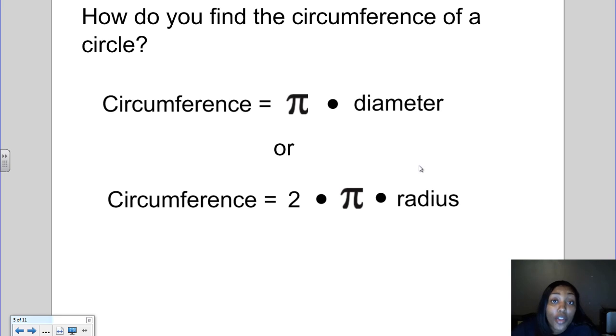So how do you find the circumference of a circle? Well, to find circumference, you have to follow one of these two formulas. The first formula for circumference is pi times the diameter. The second formula is 2 times pi times the radius. So it really just depends on what part of the circle they gave you. If they give you the diameter, then you simply want to do diameter times pi. Or if they give you the radius, then you want to do 2 times pi times the radius.